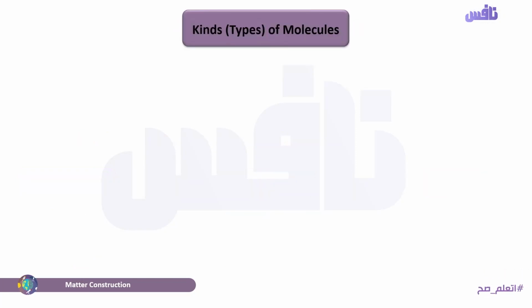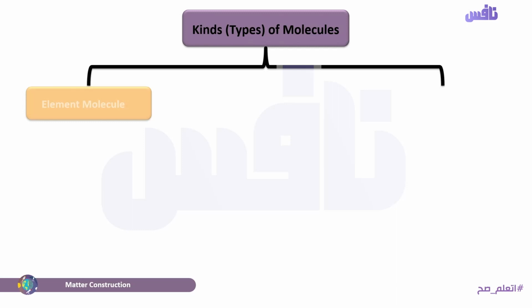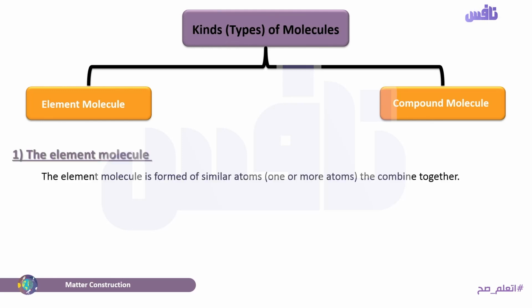Okay, what are the types of molecules? We have two types of molecules: element molecules and compound molecules. What is the meaning of element molecules? Element molecules are formed of similar atoms, one or more, that combine together.